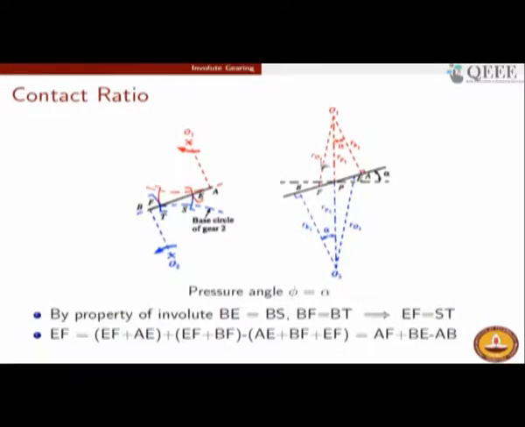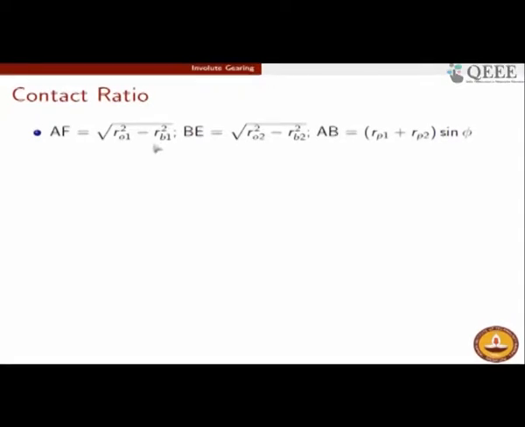We may determine the side AF of this right angle triangle using Pythagoras theorem, which states that it is going to be equal to square root of RO1 square. This is O1F because this is the addendum circle. So O1F is basically the addendum circle radius of this gear. I call it gear 1. So the addendum circle radius of gear 1 is denoted as RO1. The base circle is RB1, and the base circle radius coincides with O1A. Therefore AF is going to be square root of RO1 square minus RB1 square, which is what I have written here.